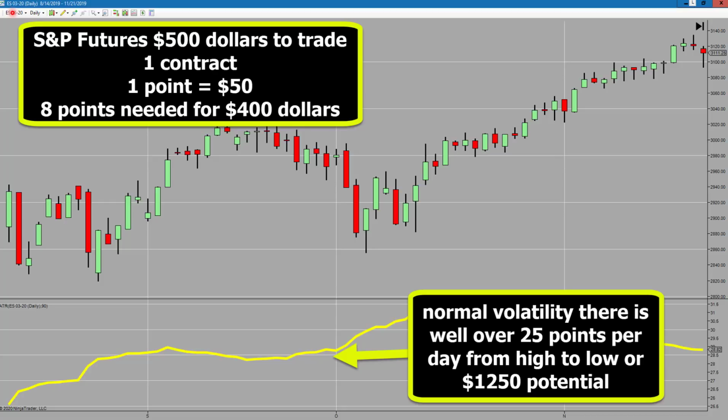So this is the S&P daily chart, and I put a little average down here at the bottom of the average daily range. And the average daily range from high to low on one day is over 25 points. It's even much higher than that now, but the low end was 25 points. The upper end, after this last week of volatility, is really skewed a little bit, but just call it 25 points for an average. So on an S&P future, remember, it's only $500 to day trade one S&P future. And if 1 point equals $50 in profit, we need 8 points for our $400 in the day. And if the normal daily range is 25 points, then we only need a portion of the daily high to low.